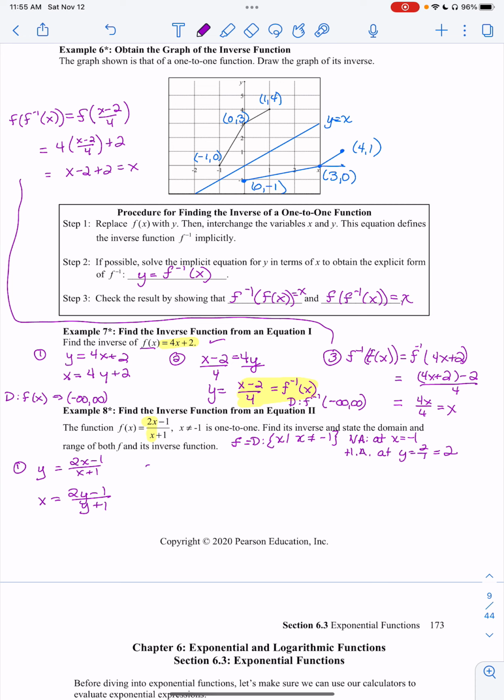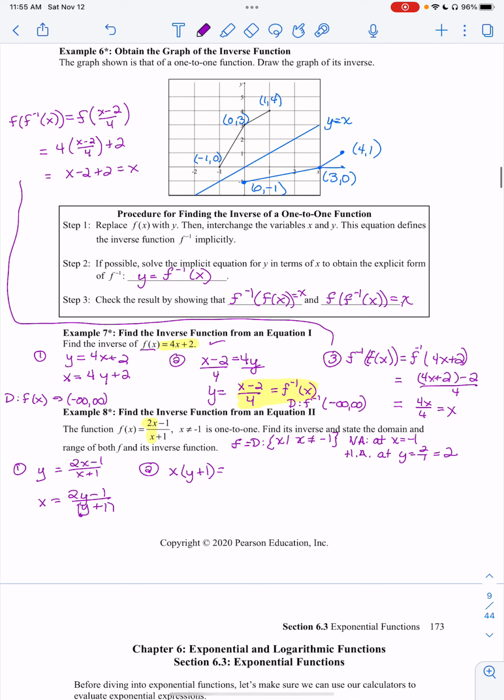The second thing we're going to do is solve for y. So here what I want to do is multiply both sides by the y minus 1 term that's down here. So I'm going to have x times (y plus 1) equals 2y minus 1. So I said that was a y minus 1, it's y plus 1. If I distribute my x, I have xy plus x equals 2y minus 1.